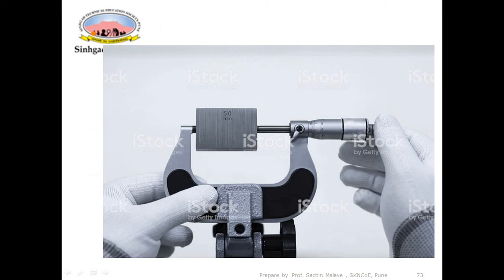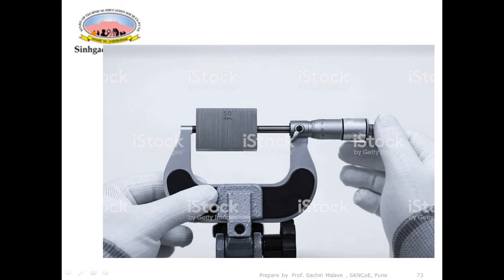So what is a micrometer? You might have seen this somewhere in your curriculum. This is called the outside micrometer. Similar to the vernier caliper, there are two anvils. This is a fixed anvil, and this is a movable anvil, called the spindle. In between the fixed anvil and the spindle, one slip gauge is held. You can see the number here, 50 mm. So this spindle can move in and out of this barrel.